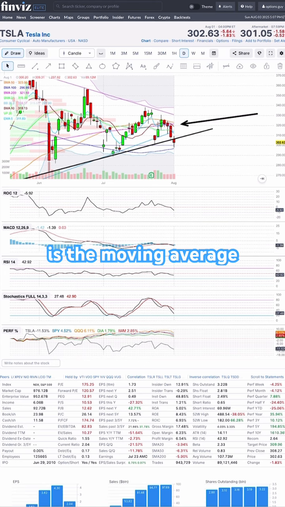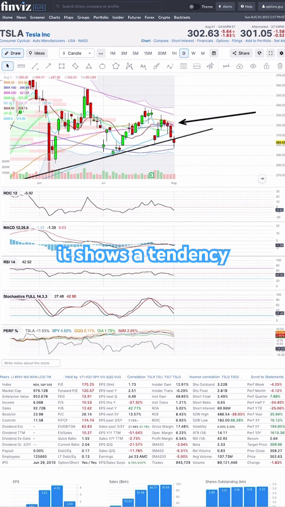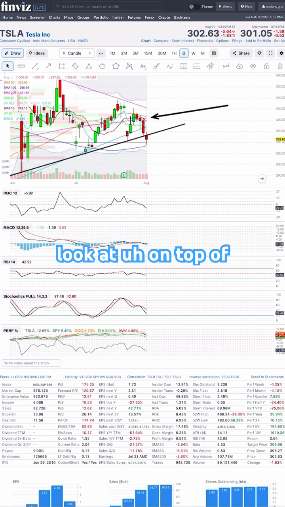It is the moving average that most institutions are looking at. And depending on where the candlesticks are pointing, whether above or below the 200-day moving average, it shows a tendency of the general direction of price. Now, Tesla has just recently gone below the 200-day moving average, so it is a little bit of a starter, but there's other things that we want to also look at on top of this.